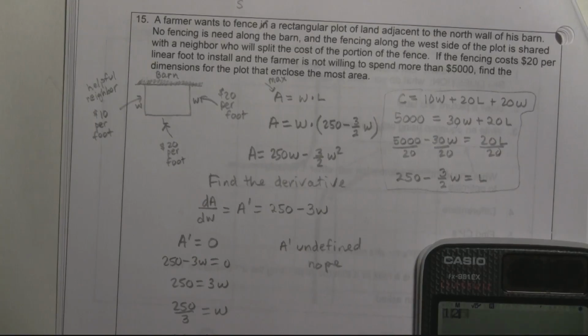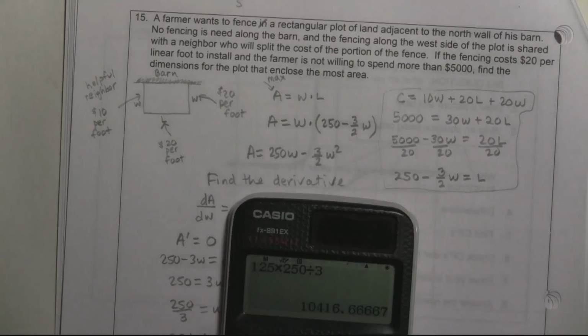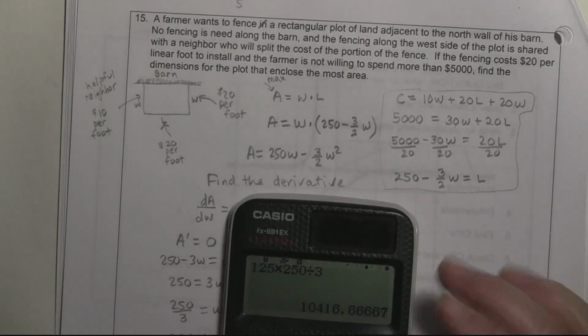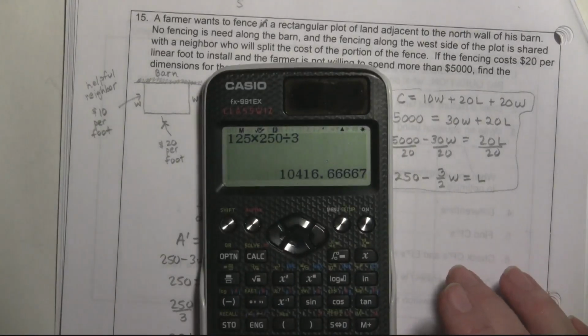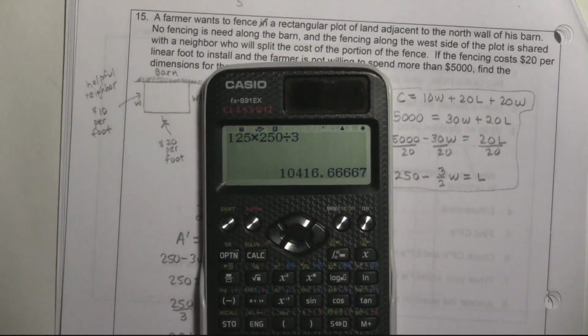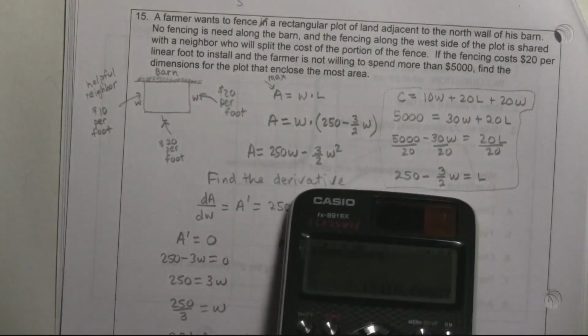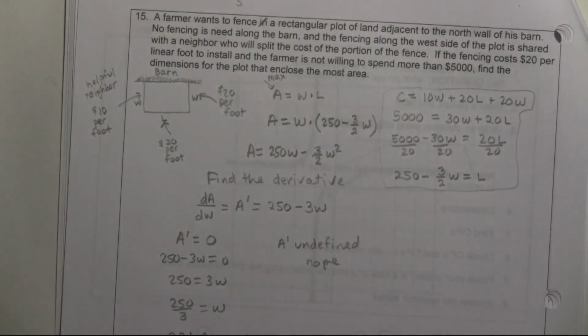So it would be 125 times 250 over 3, right? And so more than 10,000, almost 10,500, right? So that's what's enclosed with this $5,000 right here.